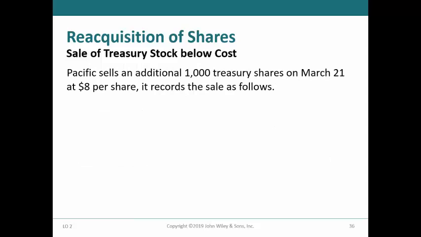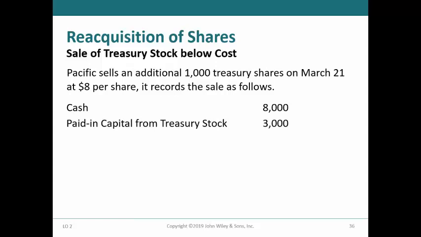If Pacific sells another 1,000 shares of Treasury stock on March 21st for $8 per share, they would debit cash for $8,000 and paid-in capital from Treasury stock for $3,000 and credit Treasury stock for the original cost of $11,000.